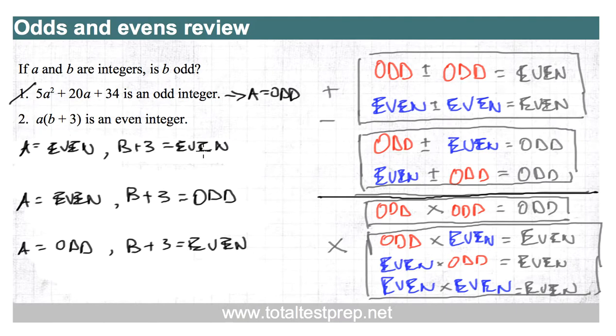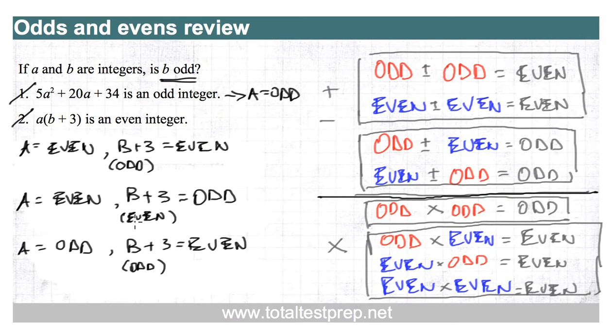So if b plus 3 is even, again, to get an even, these two have to be the same type. If this is odd, b has to be odd as well. Now, if b plus 3 is odd, again, to get an odd, they have to be different types. If this is odd, then b would have to be even. And finally, with the even, we saw that b would have to be odd. So statement 2 is not sufficient as well to tell us whether b is odd or not, because there is an instance where it could be even.